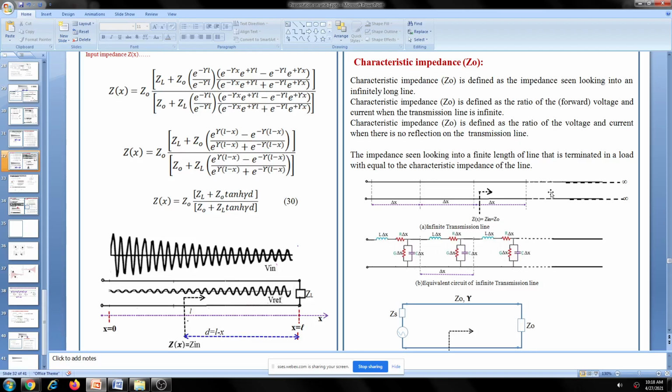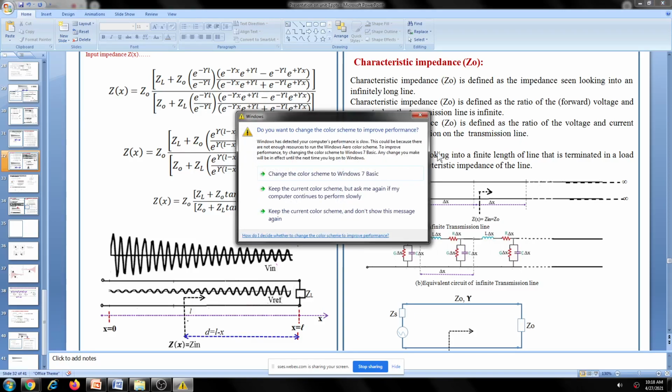It never reflects back. So how can we define a reflection? This characteristic impedance is the ratio of voltage to current when there is no reflection on the transmission line. For the wave to reflect back, there must be a discontinuity, or the line must be finite in length, or it may be connected to some load. But here the length is infinite. It doesn't find any disturbance to reflect that wave back, so it simply travels. So there is no reflected wave.